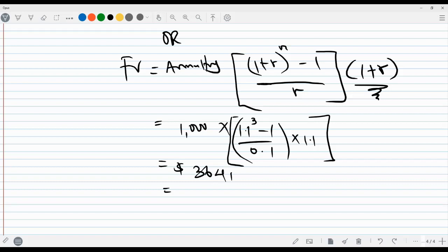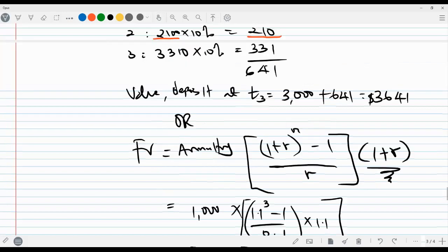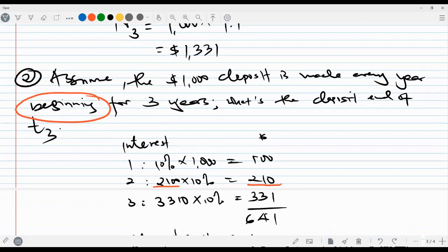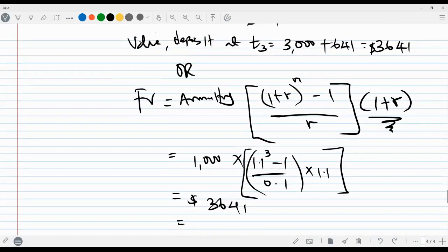So if we have cash flows that are annuities, it's best to use the formula when you are compounding. Be careful of the terms normally used in the question: the cash flow occurring at the end of the year or at the beginning of the year. For exams, most of the time the examiner tells you it occurs at the end of the year, but either way, check the question so you don't make a mistake. If the cash flows occur at the beginning of the year, the future value is very different. As you can see, if they occur at the end of the year, we got 3,310, but if they occur at the beginning of the year, we got 3,641.